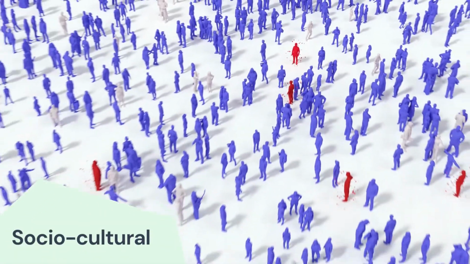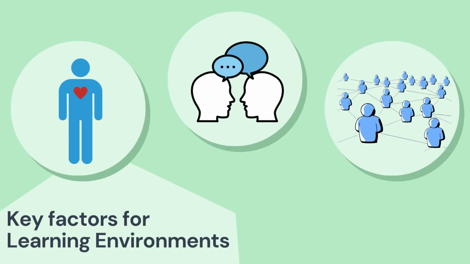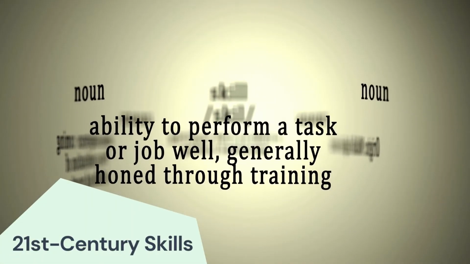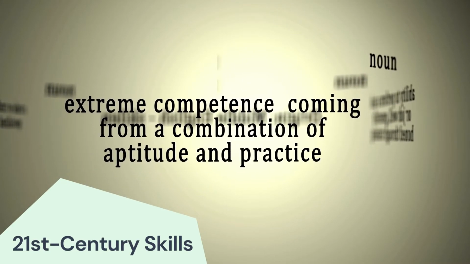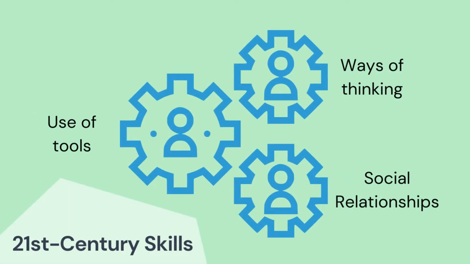To do so, it is fundamental to consider three critical factors that define a thriving learning environment. These factors are the human, linguistic, and sociocultural levels. These factors are strongly related to the 21st century skills, which in their diverse variants generally categorize these abilities into three: the ways of thinking, the use of tools, and social relationships.